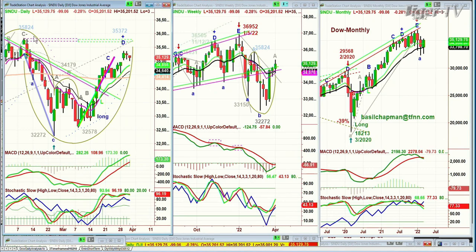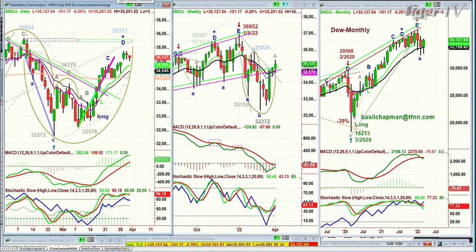The target would be 35,824 if it was to fulfill within a week or so, going towards that Chapman wave inside wedge target resistance line. Most importantly, a close below 34,800 says, uh-oh, filling in the gap, and this is not so good. And certainly a close below 34,640 in the next week says, no, no, no. We're digesting huge gains, and that's the way we're looking at it right now.